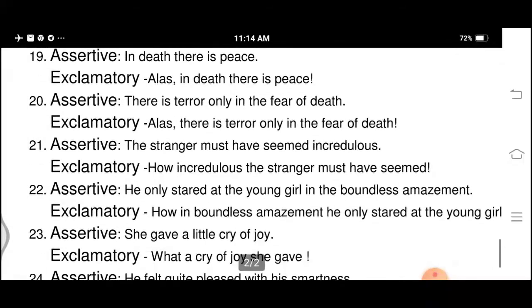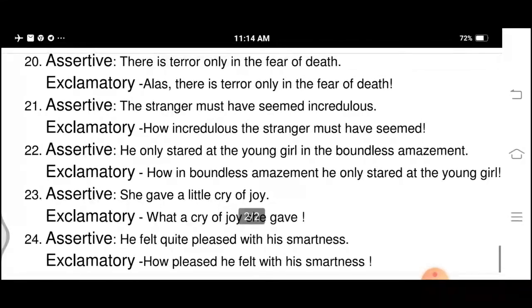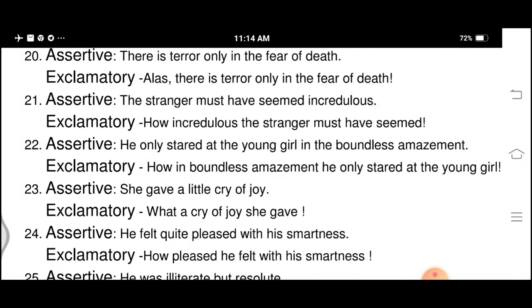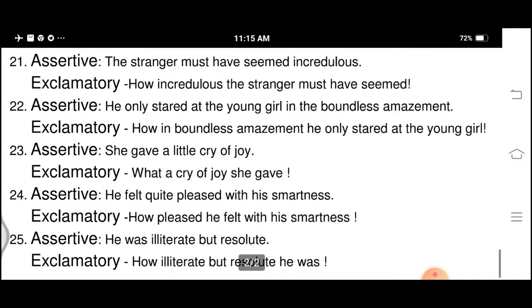In death there is peace. There is grief, sorrow. Alas, in death there is peace. Assertive sentence. The next one is: there is terror only in the fear of death. This particular sentence shows grief. That is why: alas, there is terror only in the fear of death. The next one is: the stranger must have seemed incredulous. Exclamatory: how incredulous the stranger must have seemed.